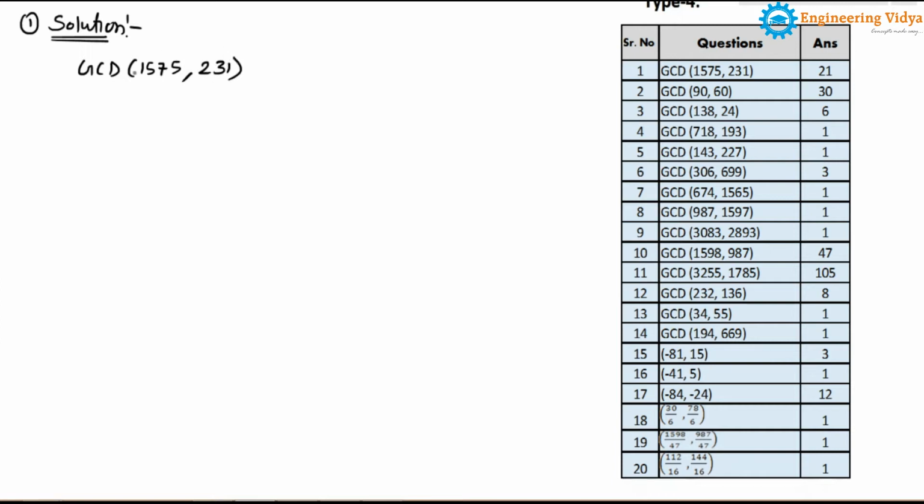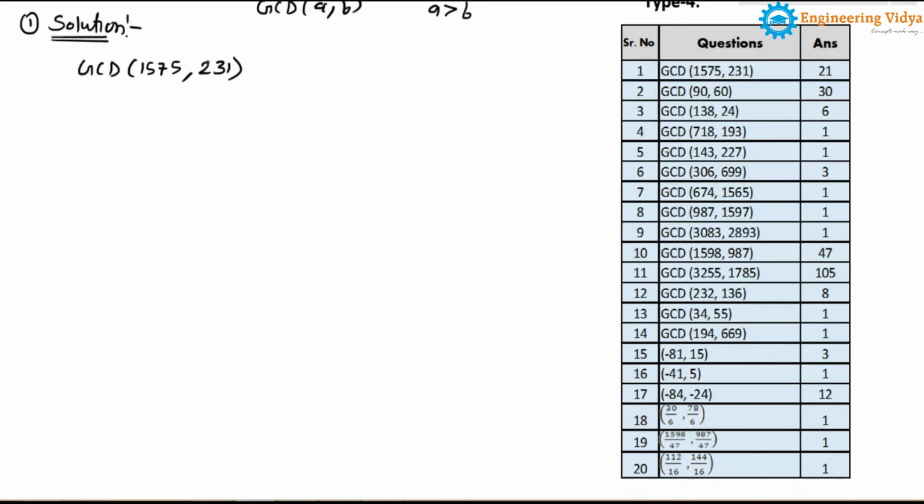231. To find the GCD, first of all, whichever term is greater will be considered as a. The format of GCD is a comma b, and always make sure that a is greater than b. Here the first number is 1575, so we are considering it as a, and since this number is greater than the second number, we can proceed.